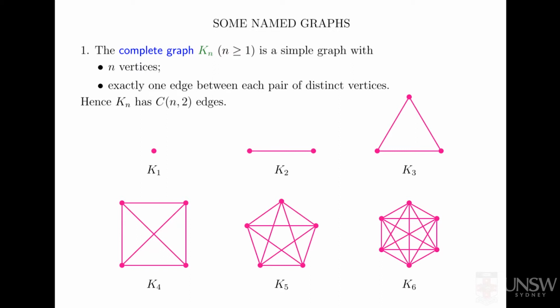Now K1 is not very exciting, it's just an isolated vertex like this. K2 is 2 vertices joined by an edge. K3 kind of looks like a triangle. K4 is 4 vertices and 6 edges. Every vertex in K4 has degree 3, as you can see. And then, they just get more complicated from there.